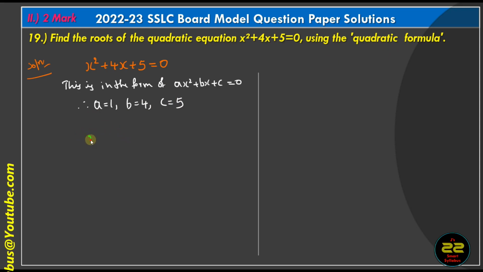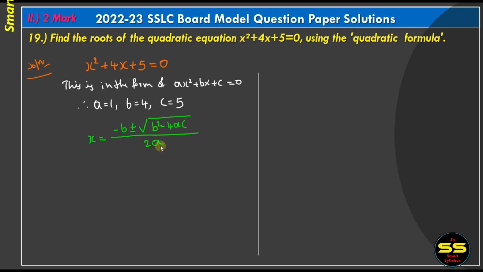The quadratic formula is x is equal to minus b plus or minus square root of, hope you remember this one, b square minus 4ac, whole divided by 2a. So this is a very easy formula and this is a must question. Finding the solution of a quadratic equation using the quadratic formula will be a definitely 100% question. So practice this formula.